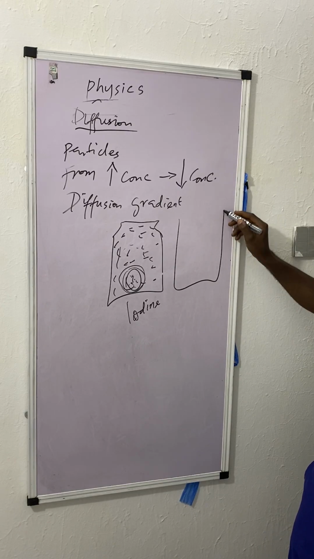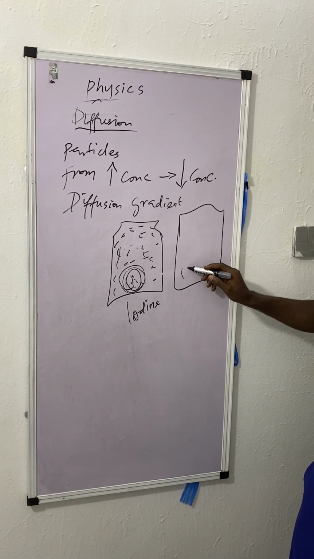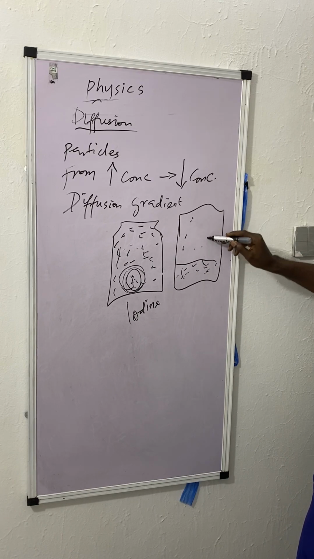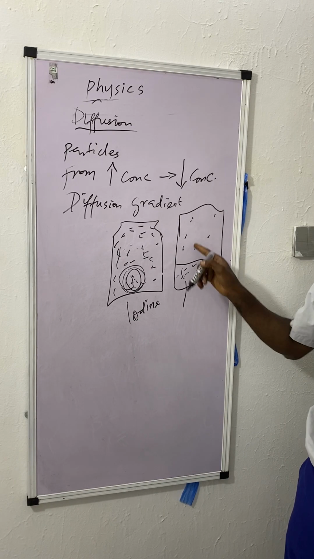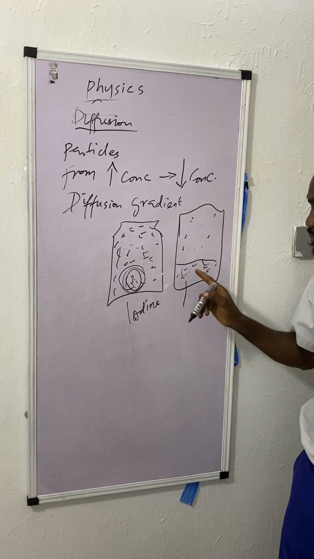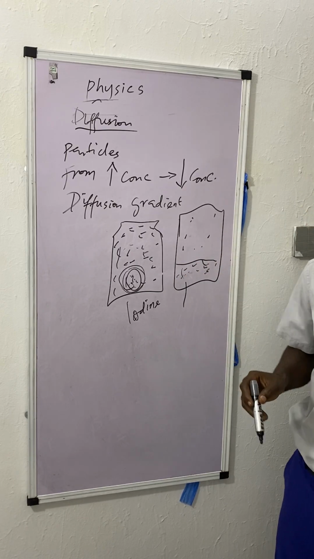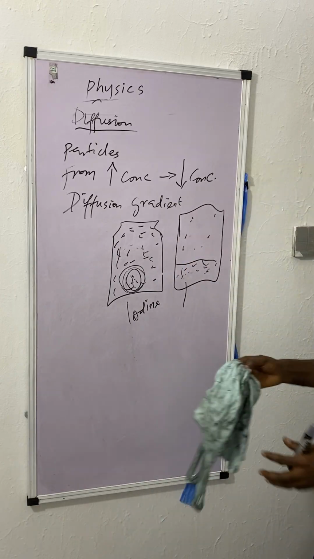You also have the one of bromine. Bromine can do the same thing, but you don't need to heat bromine. Bromine is liquid at room temperature, so at some point it starts diffusing. Liquid is a higher concentration than gas, so it diffuses from liquid to gas. The particles move from liquid and turn to gas. That's diffusion. Now let's look at osmosis.